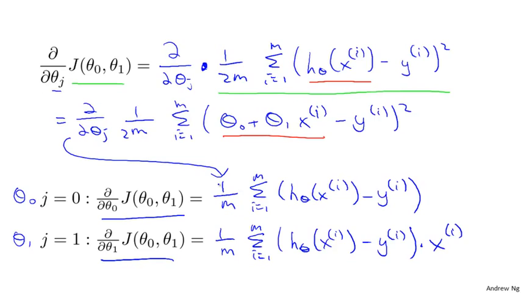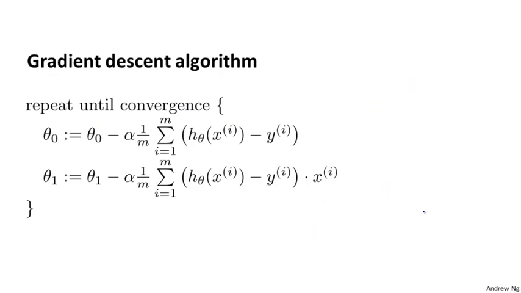But armed with these definitions, or armed with what we worked out to be the derivatives, which is really just the slope of the cost function J, we can now plug them back into our gradient descent algorithm. So here's gradient descent for linear regression. We're just going to repeat until convergence: theta 0 and theta 1 get updated as this thing minus alpha times the derivative term. So this term here.